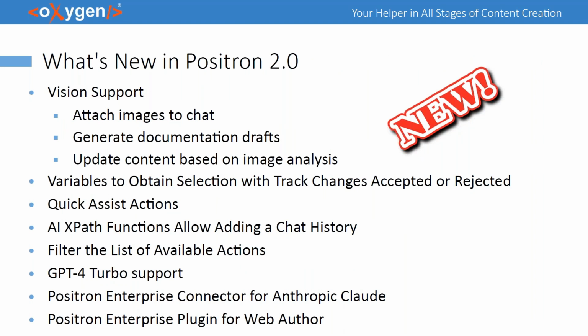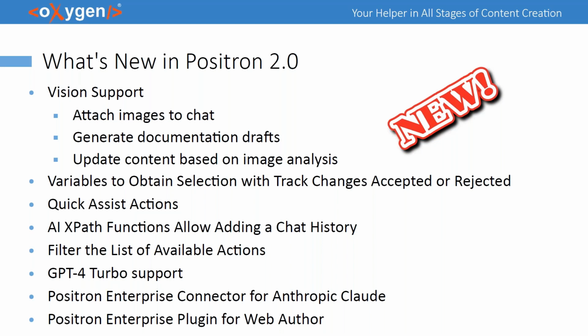Moving on to what's new in version 2.0 of Positron. The main addition in this version is the fact that we now use AI's vision support, and we use that when attaching images to the chat, and you can have a conversation with the AI and ask different things based on that image. You can generate documentation drafts from a short summary with a couple of instructions and a couple of screenshots, or you can update the current content based on image analysis. And we'll see that in just a couple of minutes.